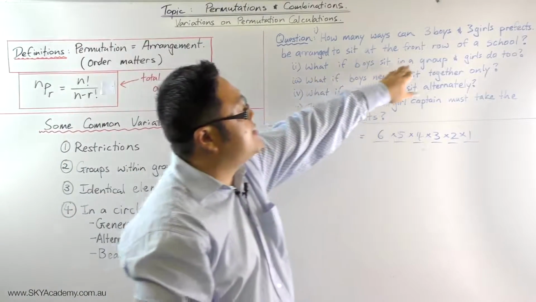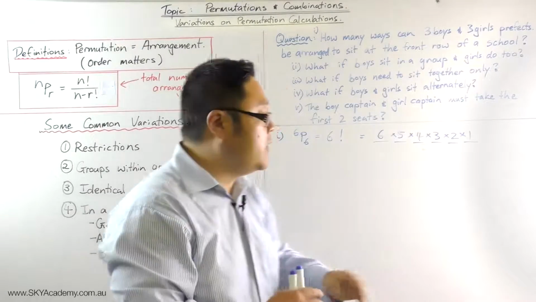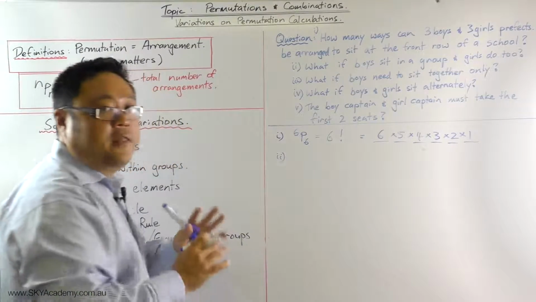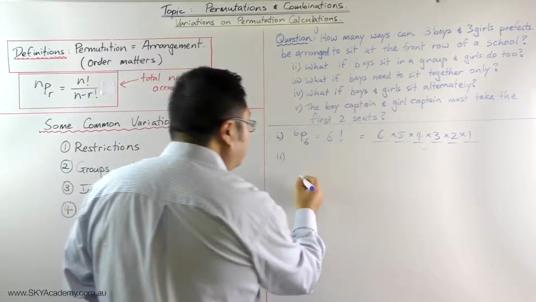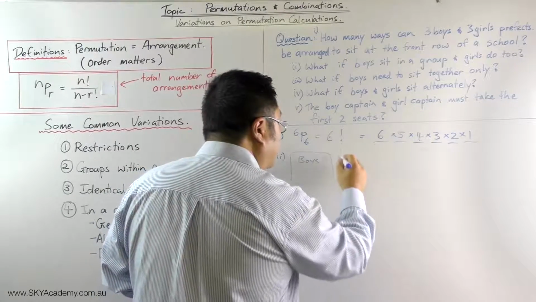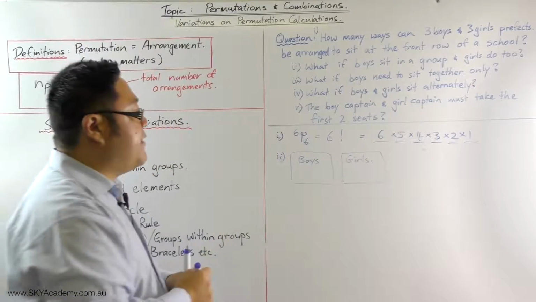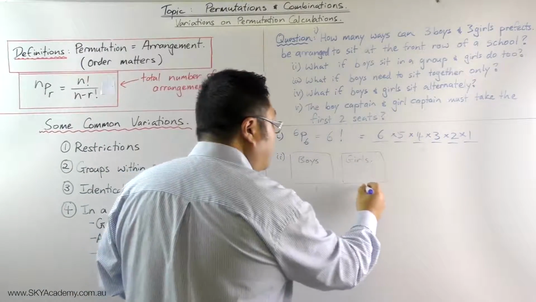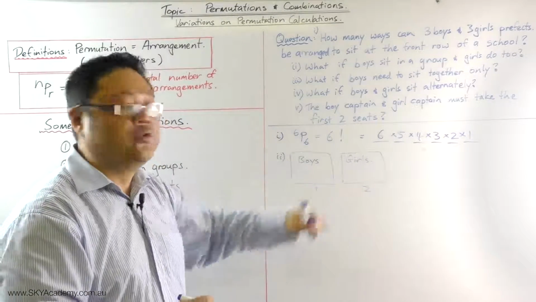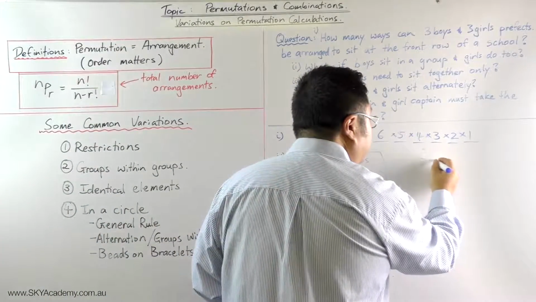What if the boys sit in a group and the girls sit in a group, right? So here's what we've got in this particular example. You've got your boys group, and then you've got your girls group. So how many groups do you have, right? You have 2 groups. How many ways can you arrange 2 groups? Well, there's 2 ways that you can arrange 2 groups.